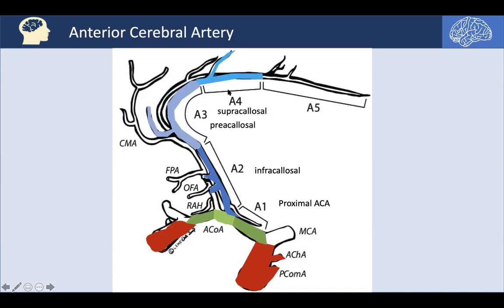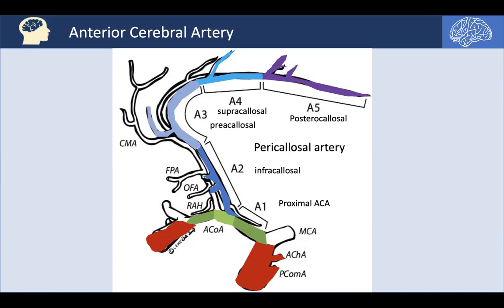And then we have the A4 segment, the supracallosal segment. It's superior to the corpus callosum. And then distally, we have the A5 segment, the posterior callosal segment. Indeed, from the proximal segment of the ACA, the A1, we have an important branch coming off, which is termed the recurrent artery of Heubner.